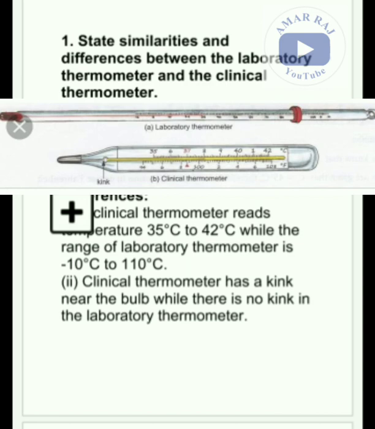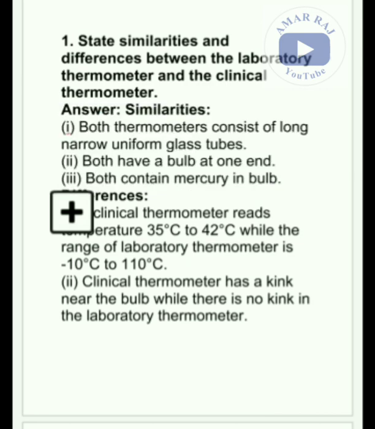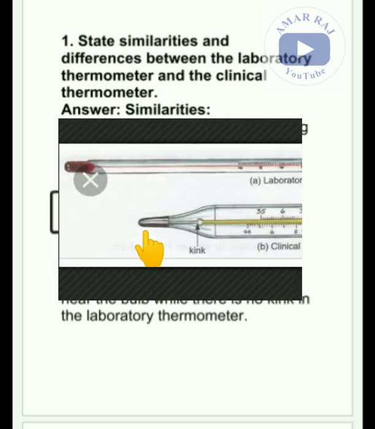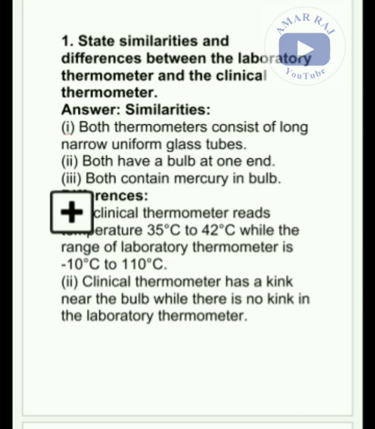First, both thermometers consist of long, narrow, uniform glass tubes. Second, both have a bulb at one end. And third similarity, both contain mercury in the bulb.